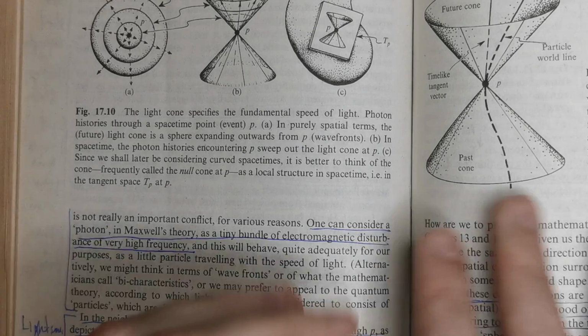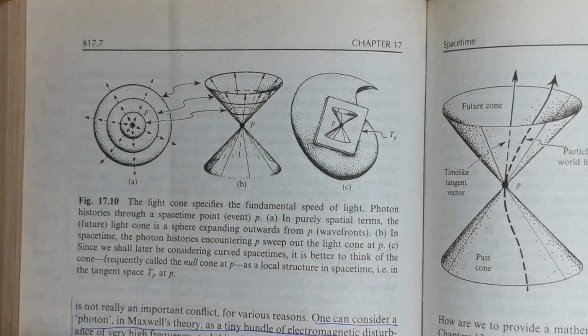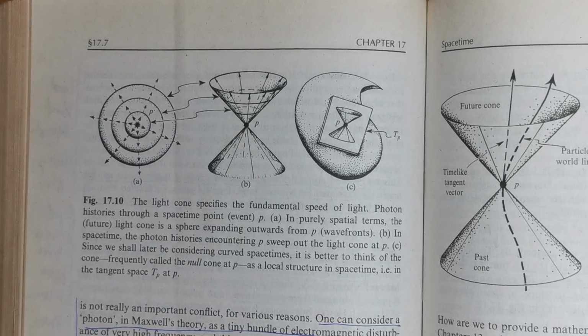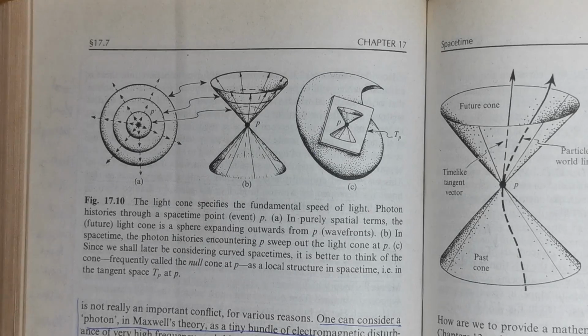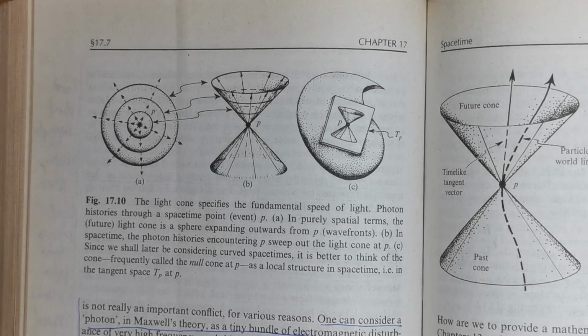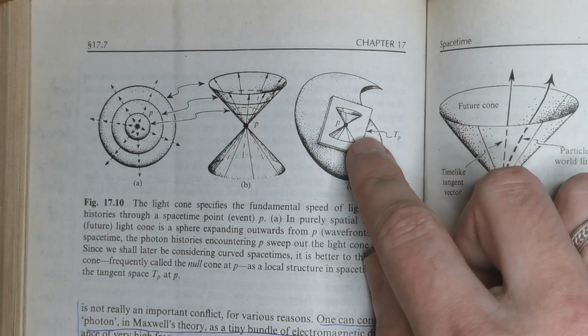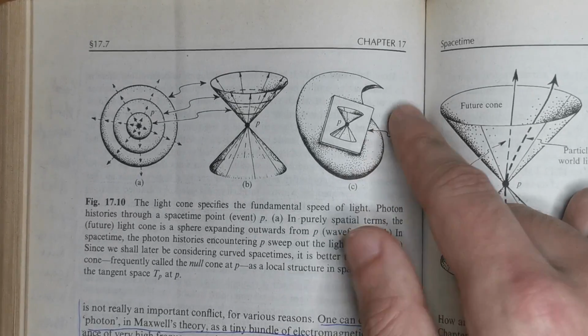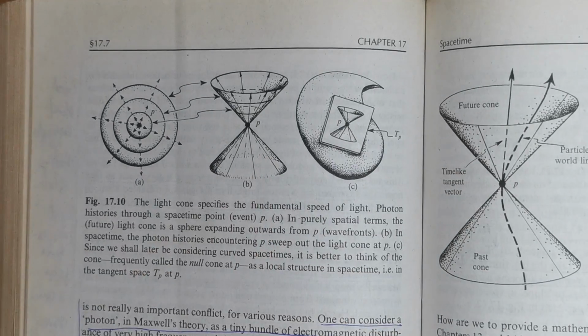Penrose says that because we are talking about velocities here, we are talking about tangent vectors. Therefore, those cones should be in the tangent spaces on our manifold. So the tangent space should have some structure providing us with these light cones.